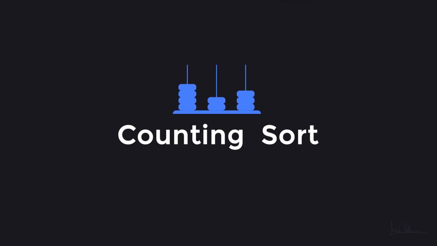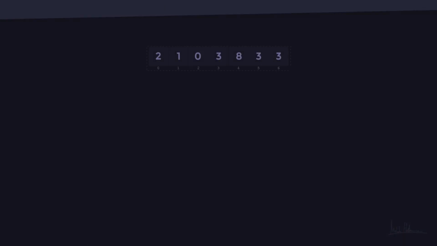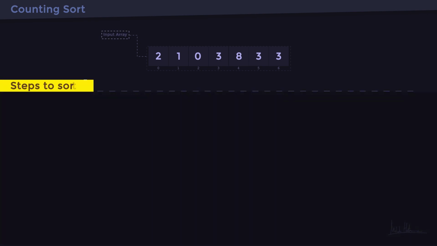Hello and welcome to the course on counting sort, a non-comparison sorting algorithm in which the array will be sorted based on counting the number of occurrences of each distinct element. Let's move on and learn the intuition behind counting sort with an example. Suppose we are given this array.